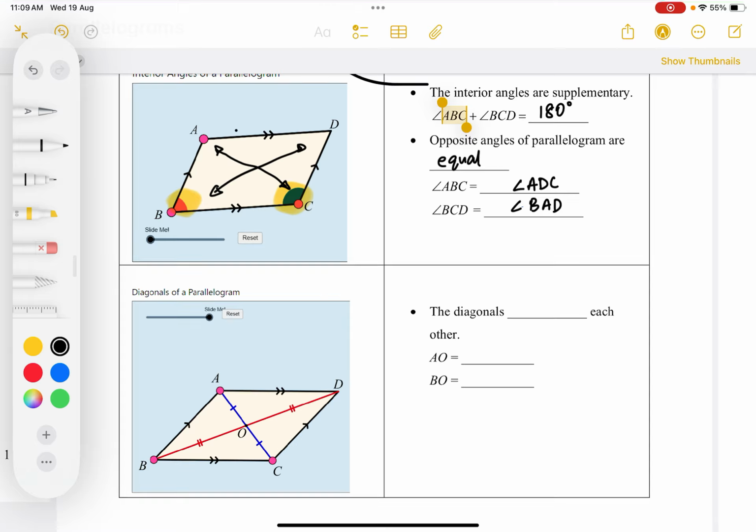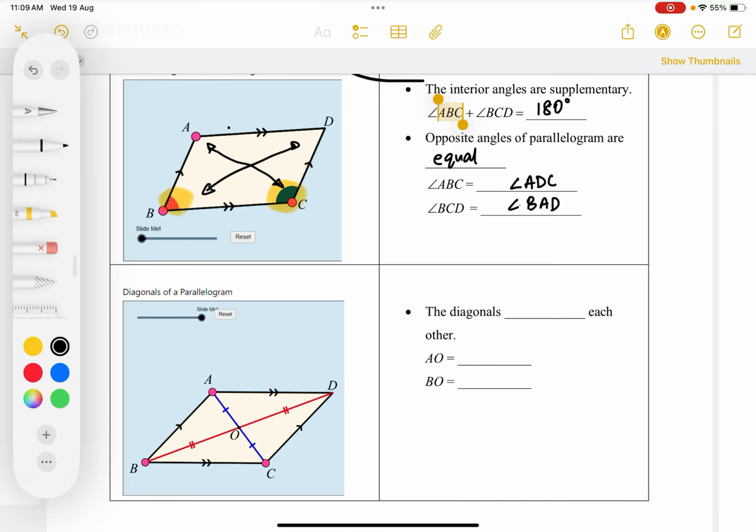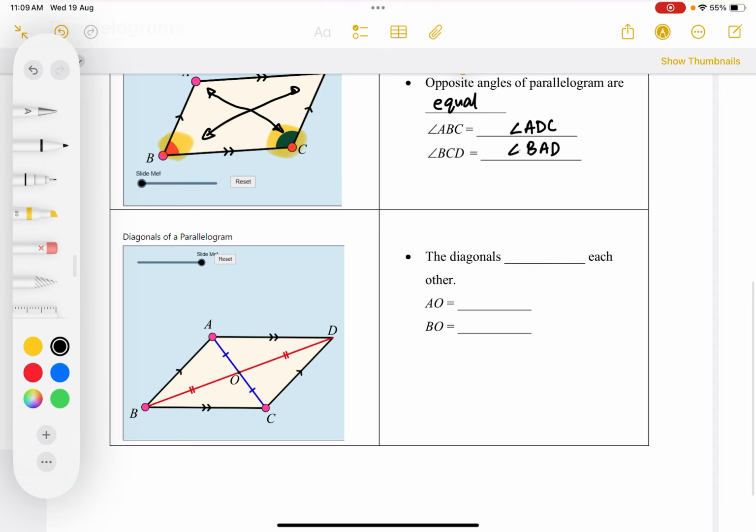Next, let's look at the properties of the diagonals of our parallelogram. So the diagonals in the bottom portion of your page, the red line and the blue line, they bisect. So bisect means it splits into two equal halves.